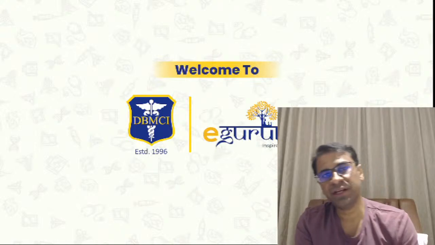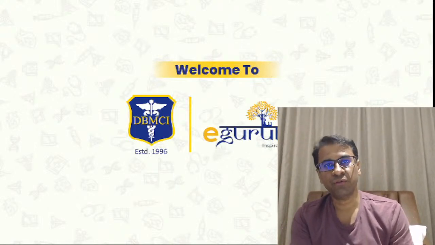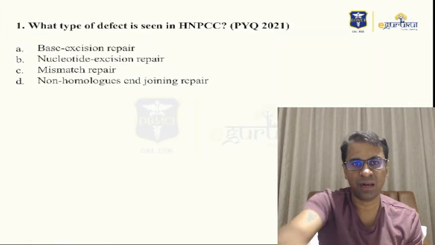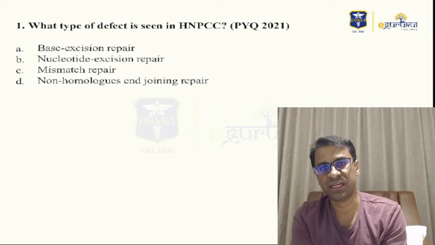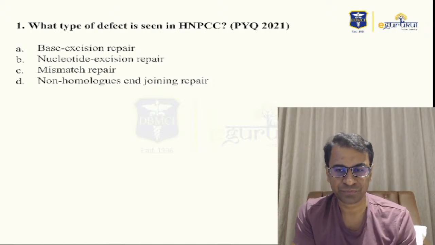Okay. So starting with the session, we have around 20 questions of pathology here, which I believe would be really helpful for you for the revision purpose. Now, without wasting any time, the first question, I'll move to that. Which type of defect is often seen in the hereditary non-polyposis colon cancer?